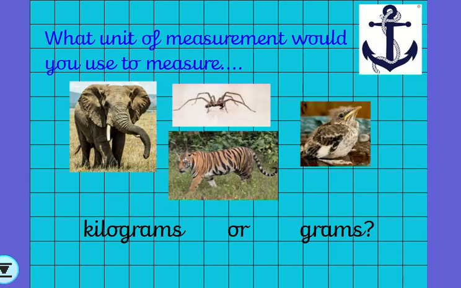So, little brain warm up here. What are you going to use to measure the weight of these 4 animals? You've got an elephant, a spider, a tiger and a little bird. What unit of measurement would you use? Would you use kilograms or would you use grams? Pause the video, have a little think, have a little look.